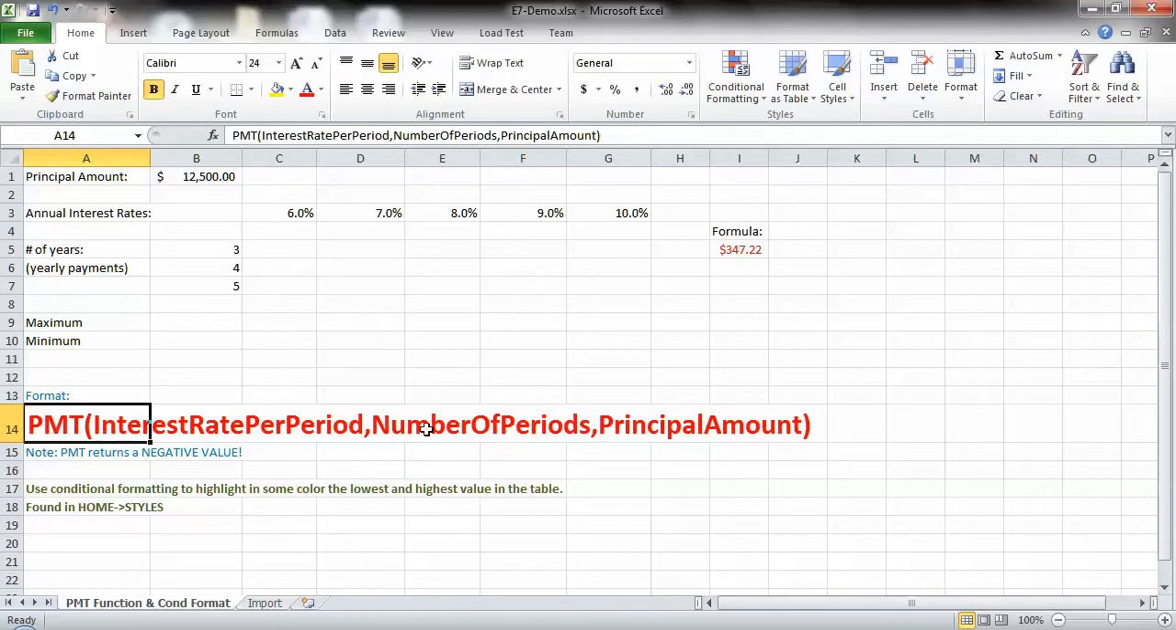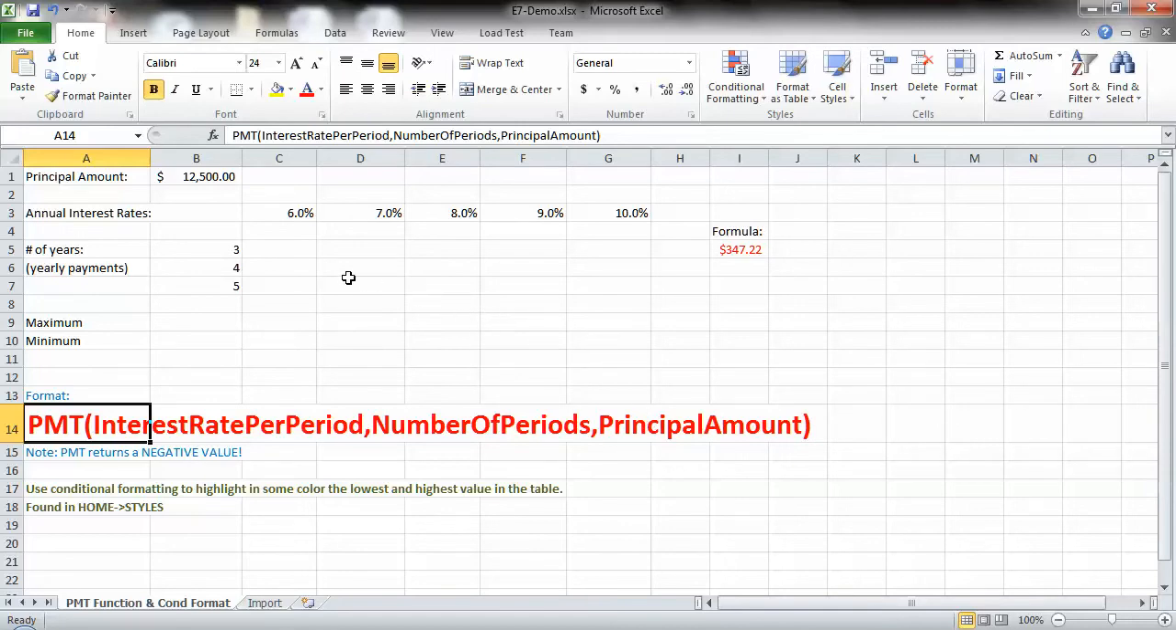It takes three arguments. The first one is the interest rate per period, whatever period that is, months, years, minutes. Then the number of periods, and the last argument is the principal amount. That is the amount that's being financed.